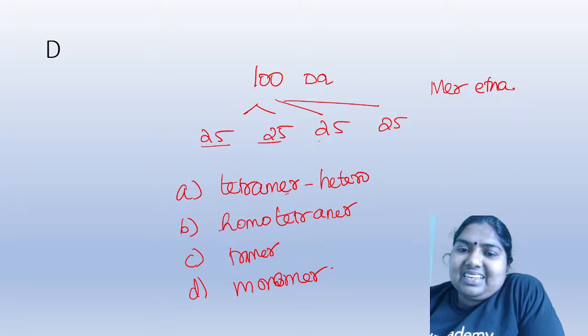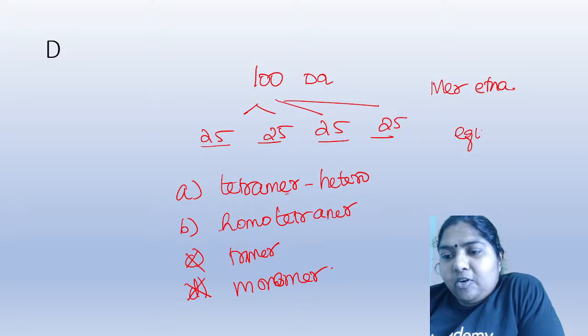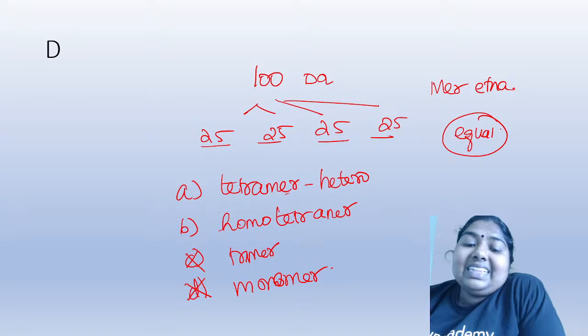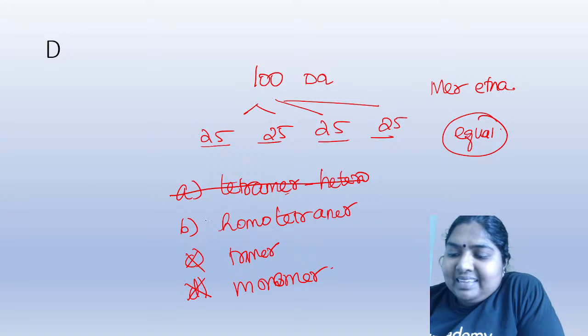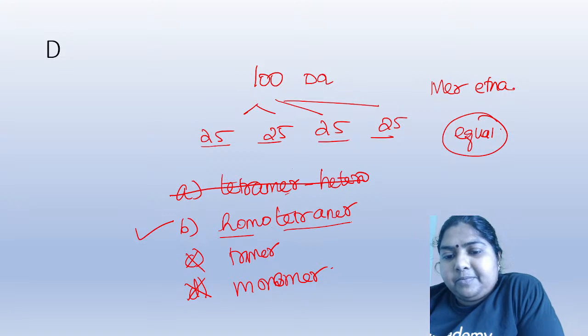So 4 are there. So it is a tetramer. Correct. How are the 4? All the 4 are equal. If all the 4 are equal, then you have to call them homo. So it is going to be a homotetramer. Understood the logic of how to solve this question?